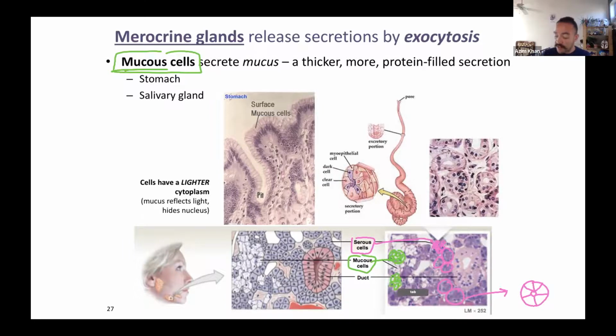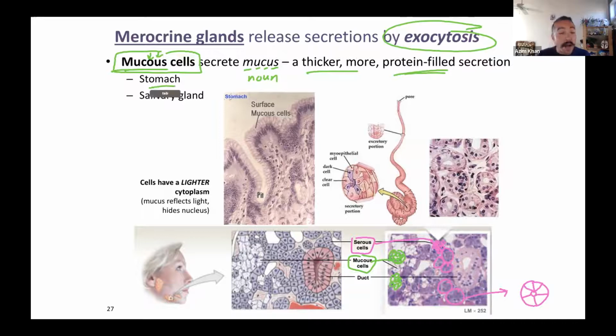Mucous cells are the lighter colored cells. Mucous cells secrete mucus. M-U-C-O-U-S is the adjective. M-U-C-U-S is the noun. So they sound the same, but that's why there's a difference in spelling. Mucous cells secrete mucus. It's a thicker, more protein-filled secretion. Still by exocytosis, but it's more protein-filled, so it's thicker and stickier.